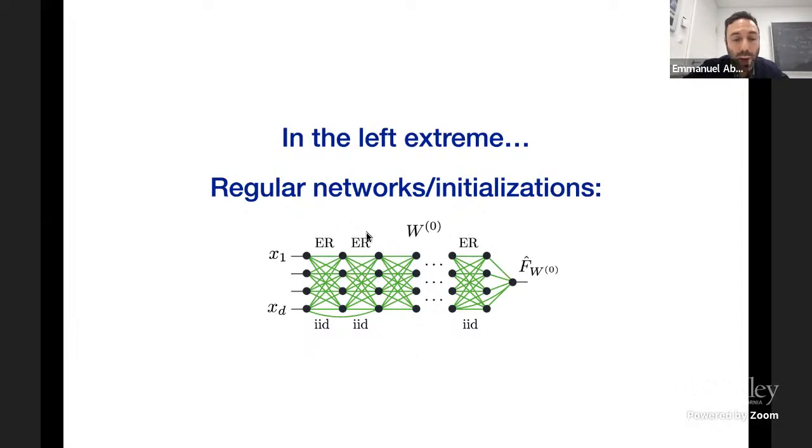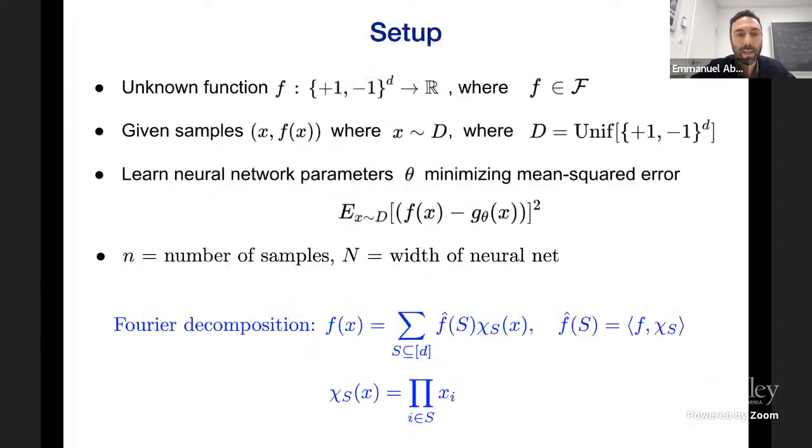And you put the weights on these edges also from an IID distribution. So in particular, at each layer, if you apply a permutation of the neurons at initialization, you must have the same distribution.